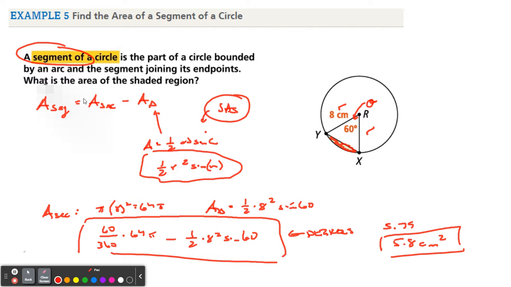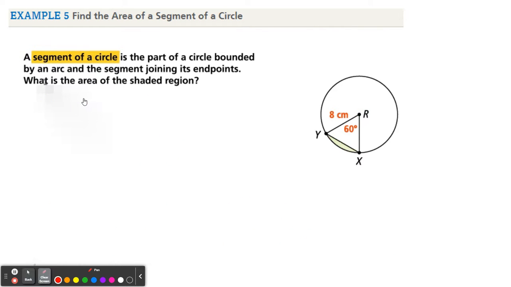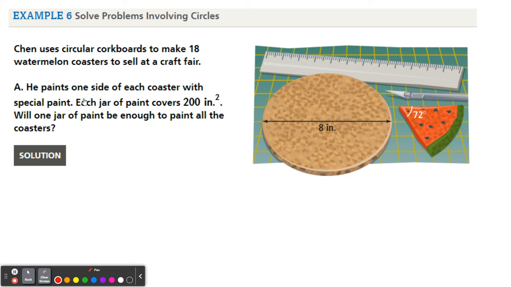Okay, and then last but not least, number 6 here. It says, Chen uses circular cardboards to make 18 watermelon coasters to sell at a craft fair. He paints one side of each coaster with special paint. Each jar of paint covers 200 inches squared. Will one jar of paint be enough to paint all of his coasters?